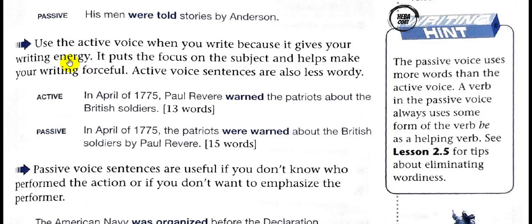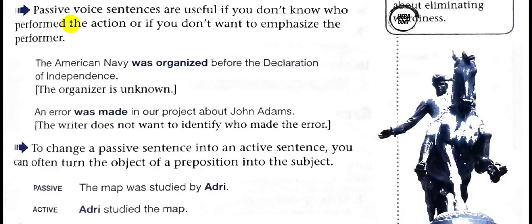There are 2 points for you to know before we move on to the exercises of this lesson. Number 1, we should use the active voice when we write because it gives our writing energy and it puts the focus on the subject and it helps make writing forceful. Active voice sentences are also less wordy. This sentence has only 13 words. The same sentence written in the passive voice contains 15 words. That's 2 more words. But again, the passive voice sentences are useful in the cases mentioned earlier in this video.